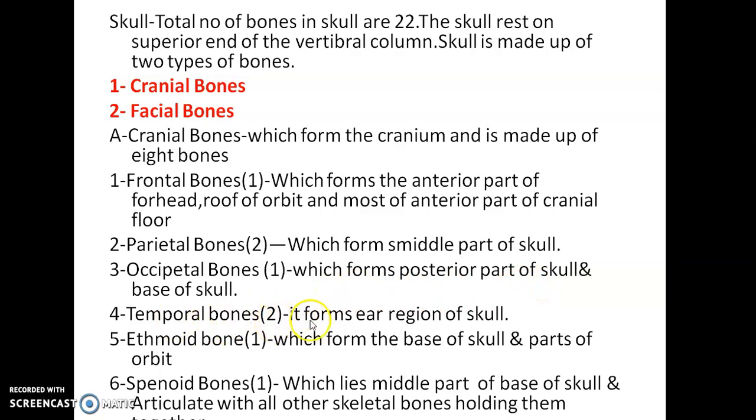Temporal, that is number 2, forms the ear region. Ethmoid, 1, forms the base of the skull and parts of the orbit. Sphenoid bone, 1, is the middle part and base of the skull, and articulates with the other skeletal bones, holding them together.